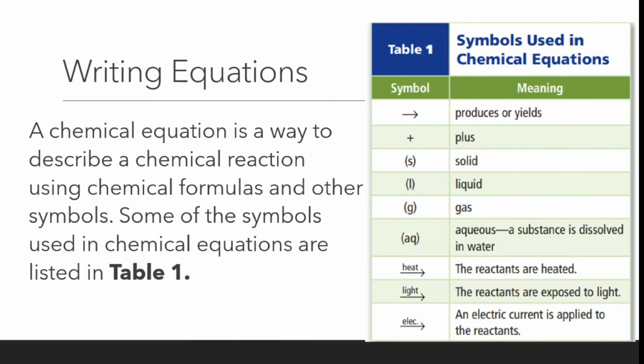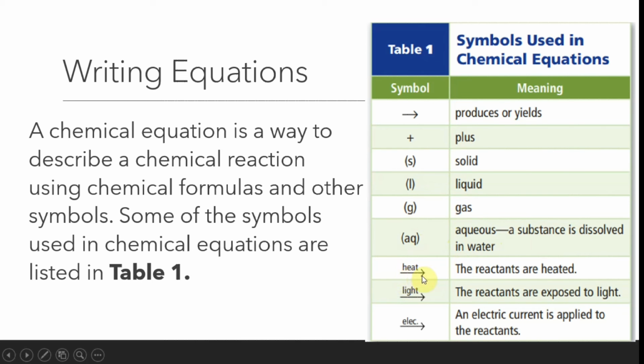Writing equations. A chemical equation is a way to describe a chemical reaction, using chemical formulas and other symbols. Some of the symbols used in chemical equations are listed in Table 1. Symbols used in chemical equations. If you see an arrow, you can read it as "produce" or "yields." This symbol represents plus, (s) solid, (l) liquid, (g) gas, (aq) aqueous, a substance dissolved in water.